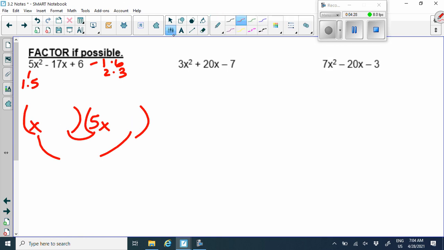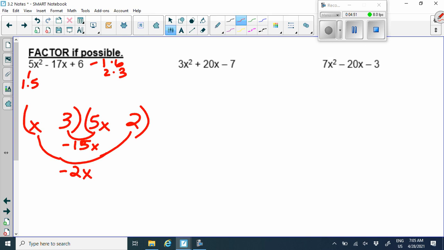Okay, so now we try 3 and 2. So I do 3 times 5x, that gives me 15x, and then x times 2, okay? Well, that actually does work. If I do a negative 15x and a negative 2x, that will give me my middle term of negative 17x. Now, we need to decide where the signs go.